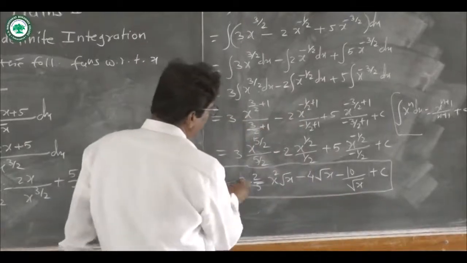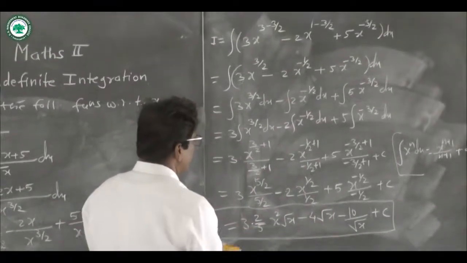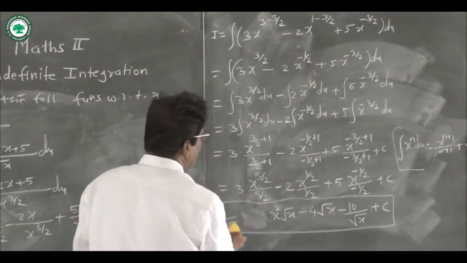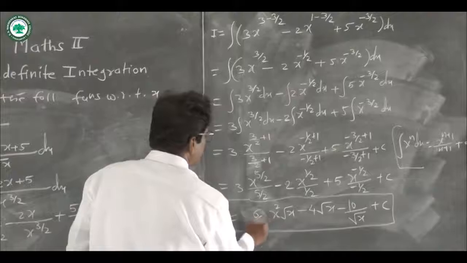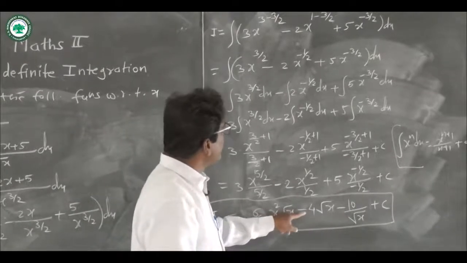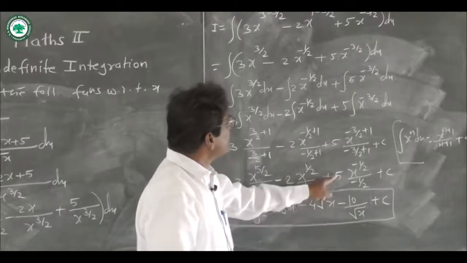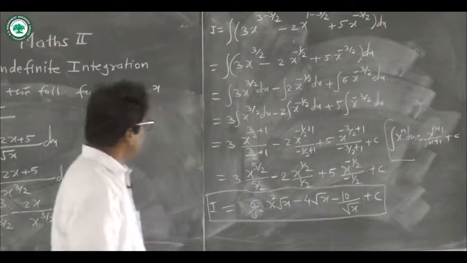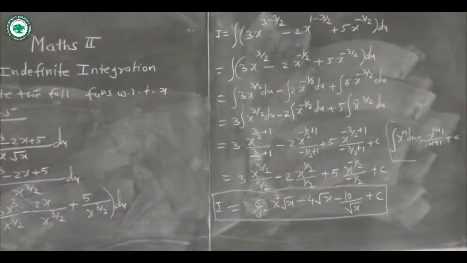Here we write 3 into 2 is 6, 6 upon 5. So I is equal to 6 upon 5 x square root x minus 4 root x minus 10 upon root x plus c. Take the screenshot and then write down.